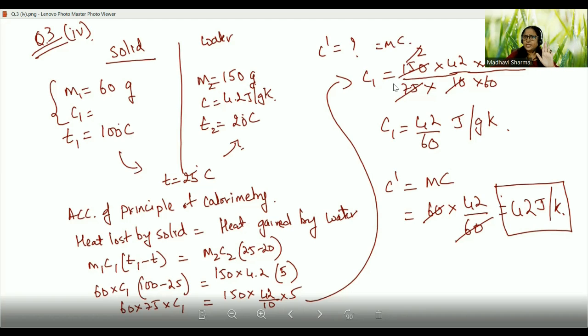Do it comfortably, do the cancellation. Don't feel shy to write upon 10 and all. And you don't have to find the specific heat capacity, so leave it like this only, 42 upon 60. Don't need to cancel and all. C dash is MC, that is heat capacity. M is 60. See, 60 into 42 upon 60, the 60 gets cancelled, 42 joules per Kelvin. See how easy it is now? Let's go ahead.